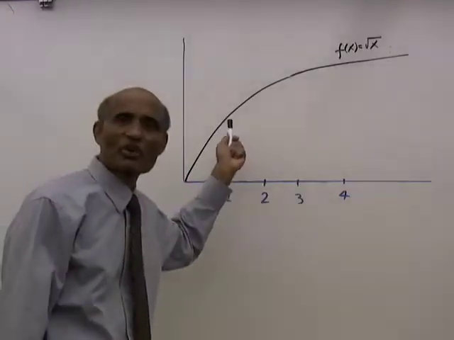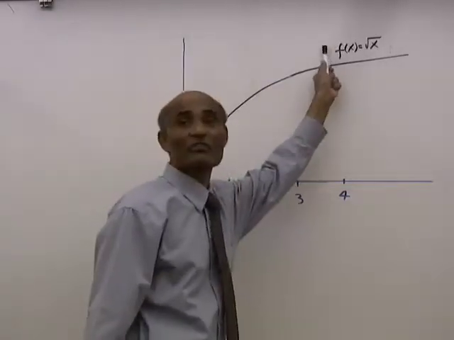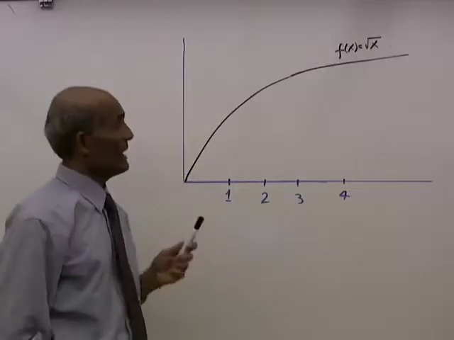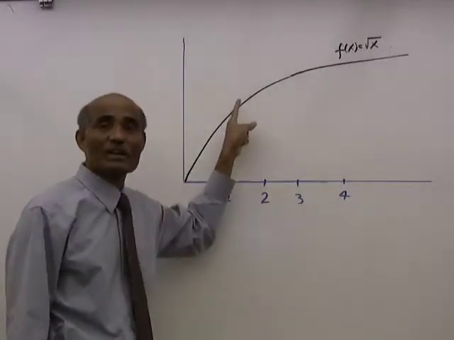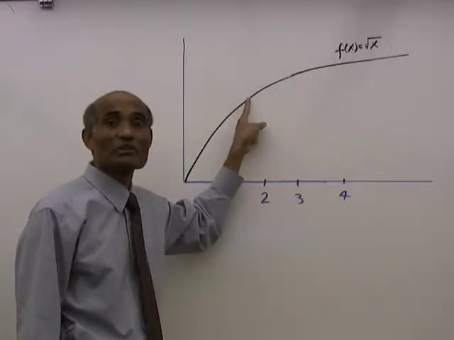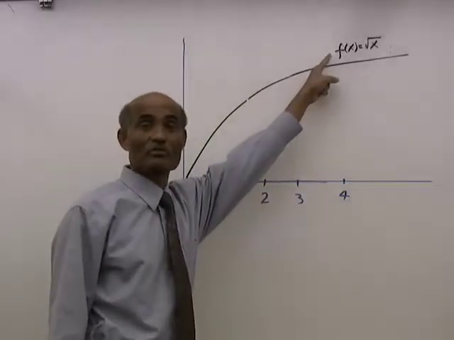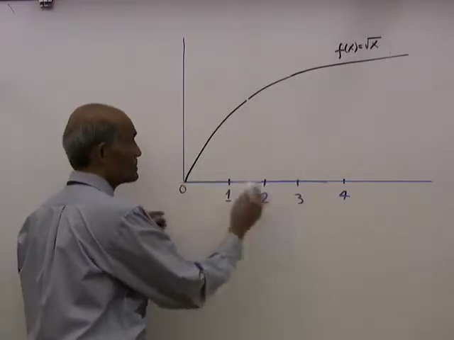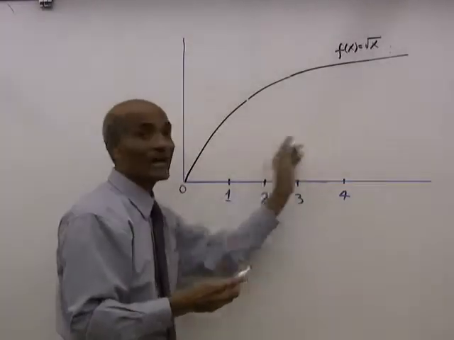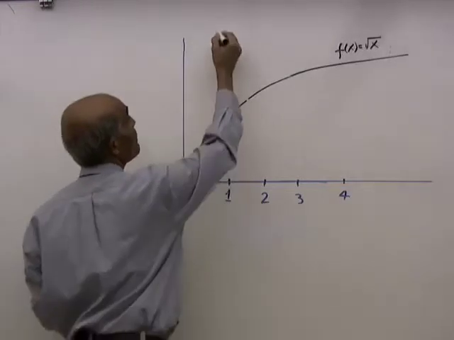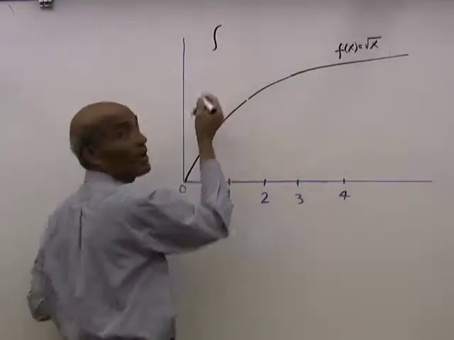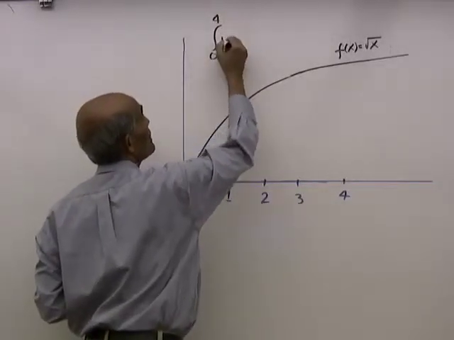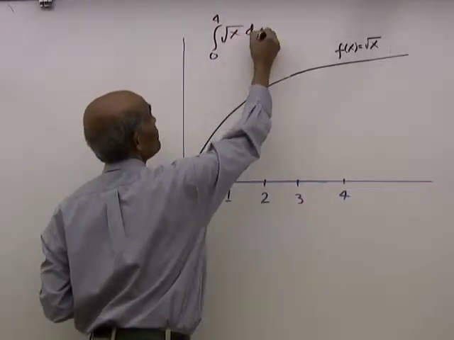Now, does this look like the graph of f of x equal to square root x? Well, more or less. Now, we are going to measure the area enclosed by the graph of f of x equal to square root x from x equal to 0 to x equal to 4. Measure that area. And that area will be a measure of approximately, is that right? Integral 0 to 4 of square root of x dx.